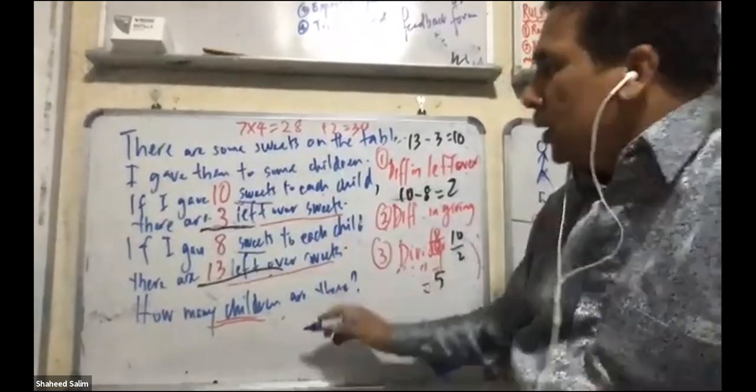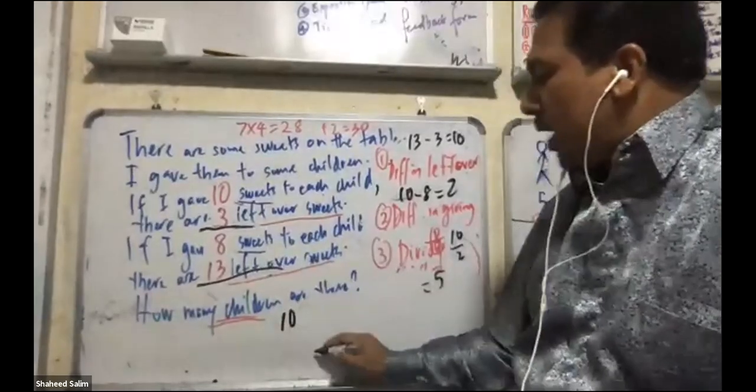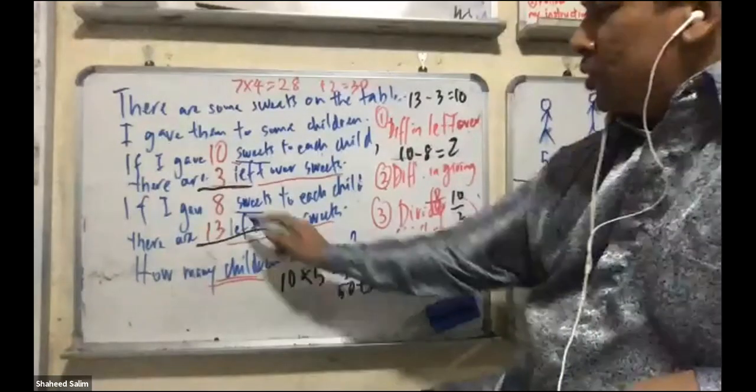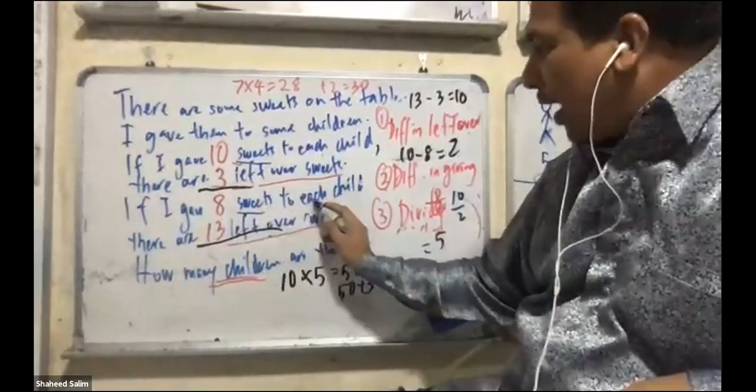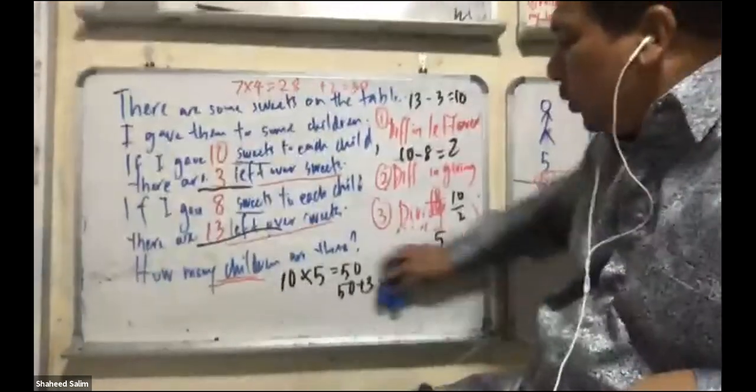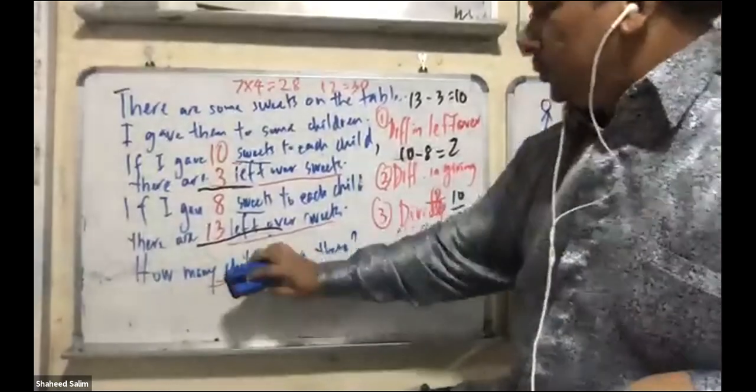Are you confused? Now, if I give 10 sweets per child and there are 5 children, we do one more time. There's 50 sweets, then plus 3. We can also do this by algebra, but they have not learned algebra. So this one, same thing. You can take 8 times 5, 40 plus 13, get 53. So we try one more before we go to the question.